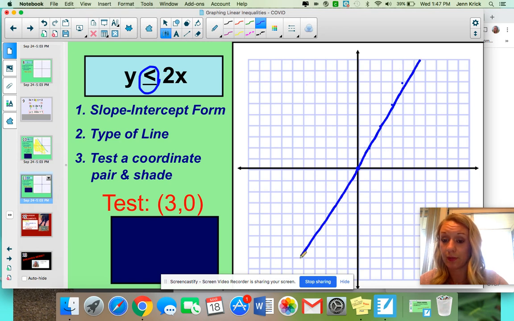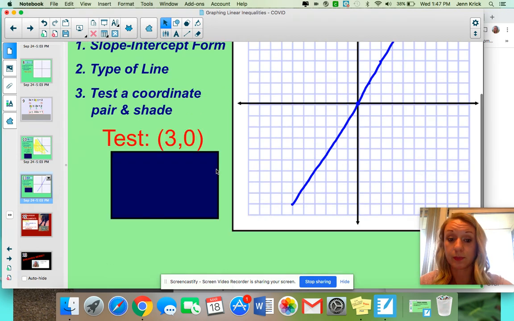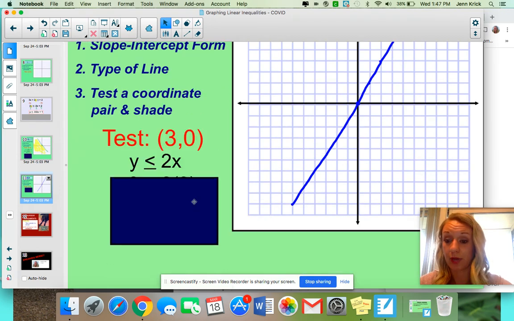Oh, that one's a little bit better. Now, the last part is shading. 0, 0 is what I usually use as my tester pair. However, notice 0, 0 is included on our line, so we cannot use it. We could use literally any other coordinate pair, anything around here. I'm just going to choose 3, 0 because why not? So let's plug in 3, 0 for x and y.